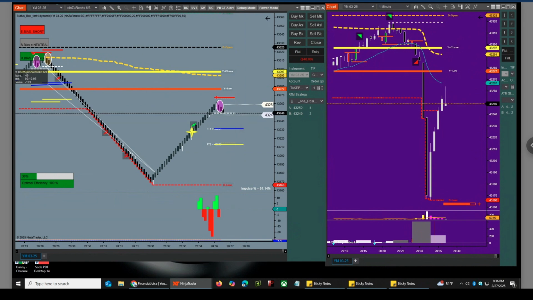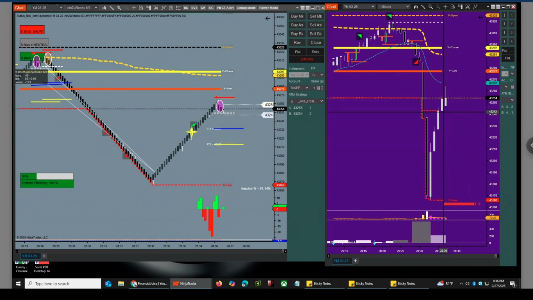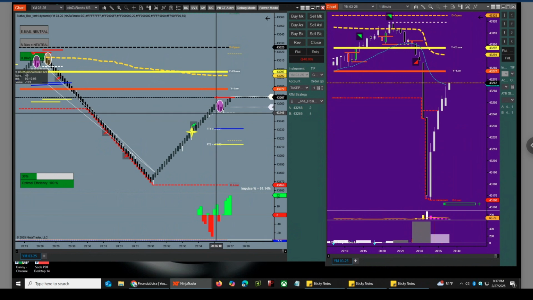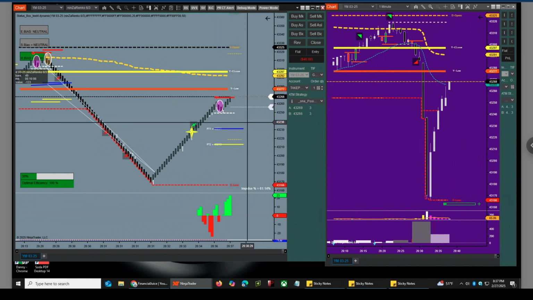Okay. This right here does not have an impulse, so I have no desire to take it. I'm going to leave it alone. Sorry, but it's true. And see, it would have hit the stop loss anyway. Taking that trade, it just wasn't powered.